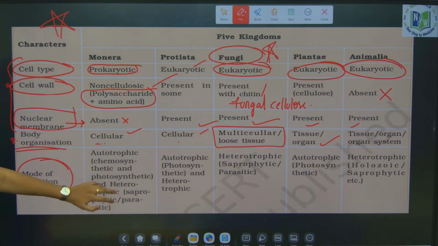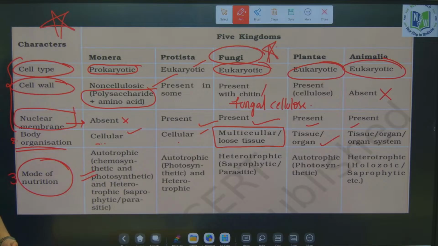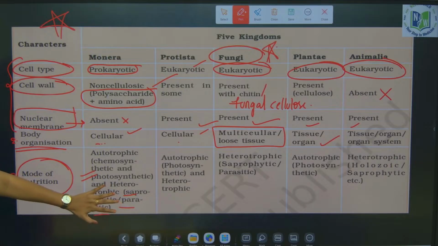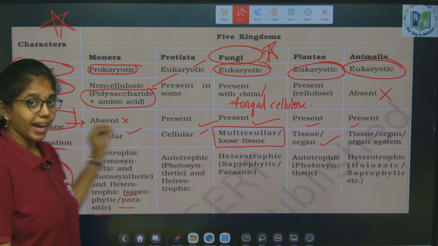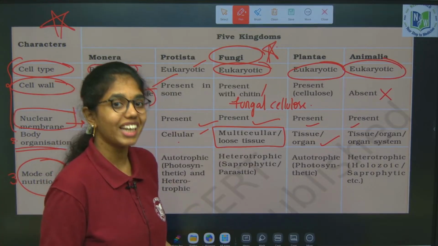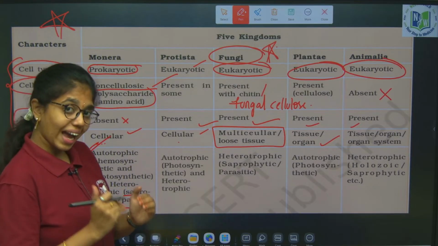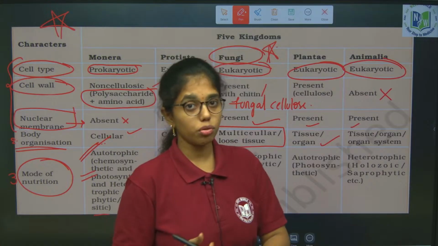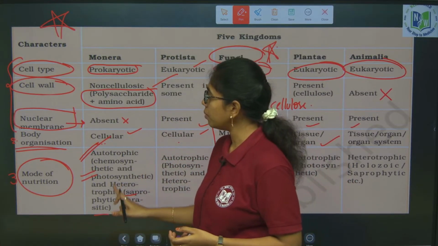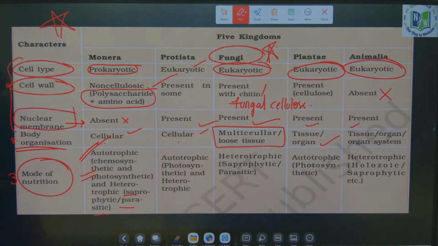Autotrophic mode of nutrition includes both chemosynthetic and photosynthetic. Heterotrophic nutrition includes saprophytic and parasitic modes of nutrition in Monera. So, of these 5 kingdoms, which shows more nutritional diversity or metabolic diversity? The answer is Monera. The Monera kingdom shows high metabolic diversity, be it nutrition or respiration. High nutrition diversity is shown by which kingdom? Monera.